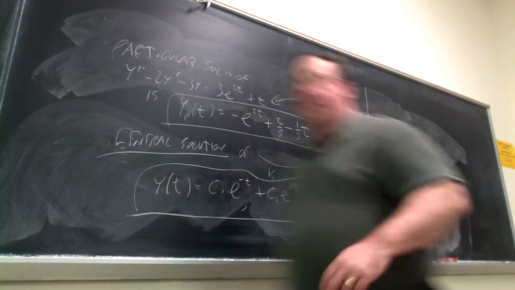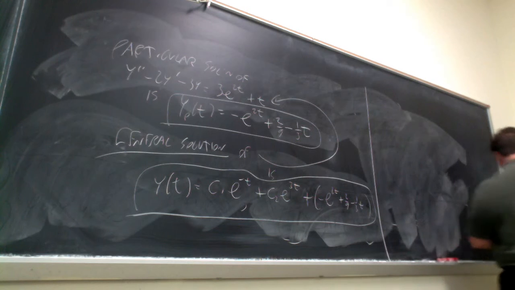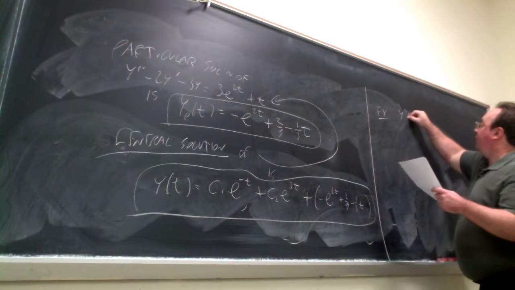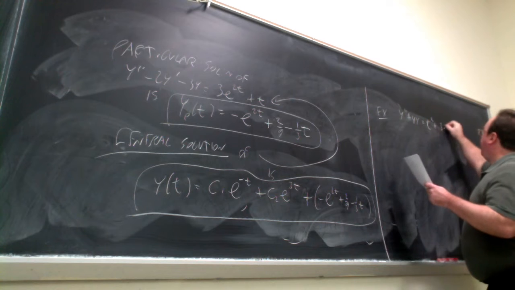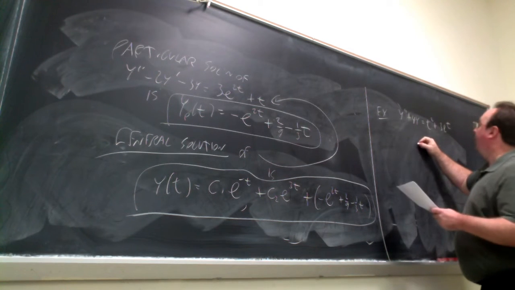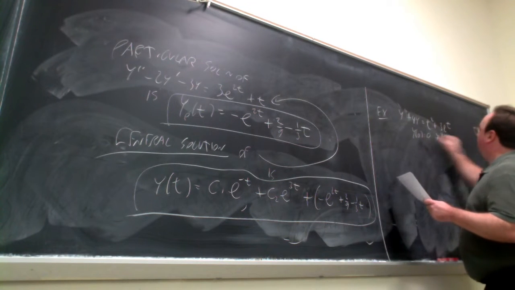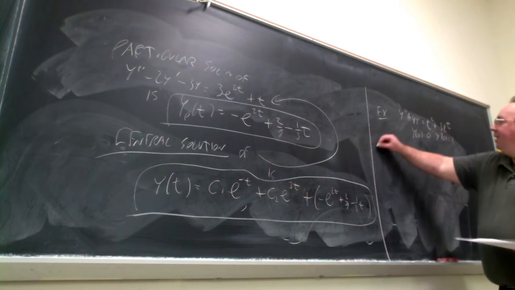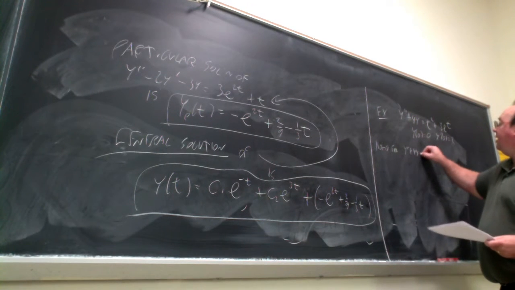Okay, now, I'm going to throw up another DE here. Y double prime plus 4y is equal to t squared plus 3e to the t. Okay, and we have initial conditions. So similar chart, I'll write it vertically this time. So the homogeneous equation, y double prime plus 4y is equal to 0.